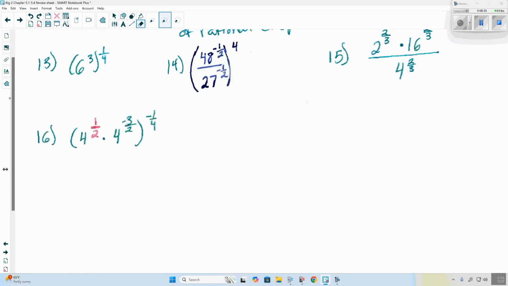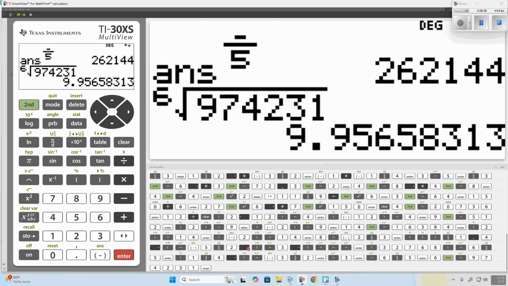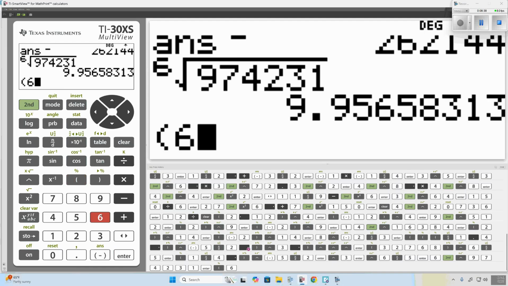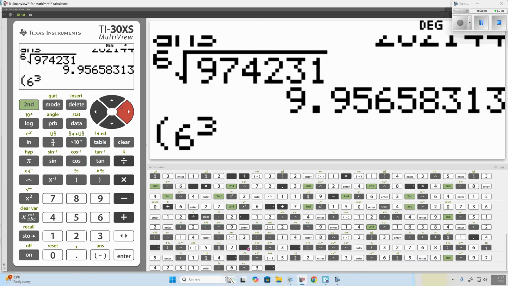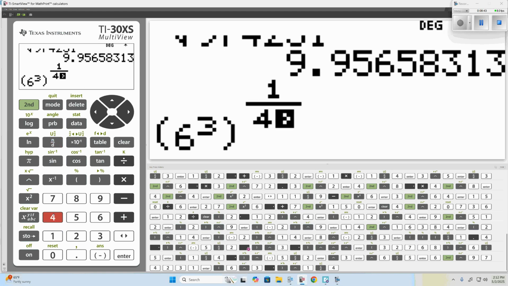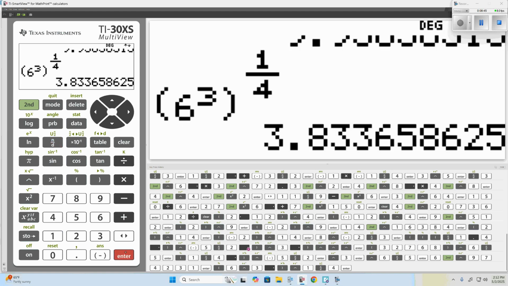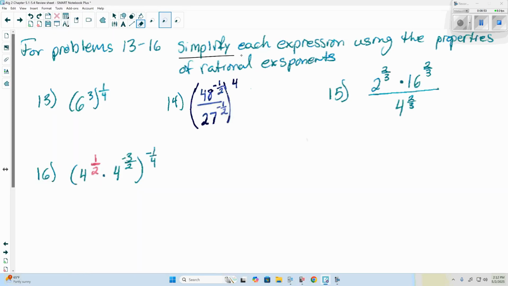13 through 16. Well, the first one is 6 to the third to the 1/4. Yes? I will definitely mark it wrong if you put 3.833658625. And the big reason is it asks to simplify, it didn't ask to evaluate. Powers of powers do what? So 6 to the third to the 1/4 is 6 to the 3 and 1/4. 3 and 1/4 would multiply to give us what?